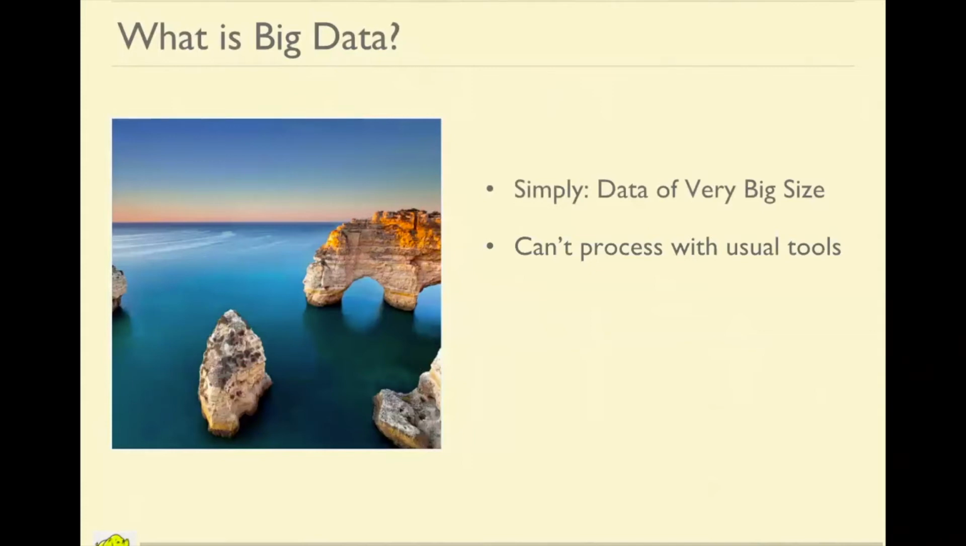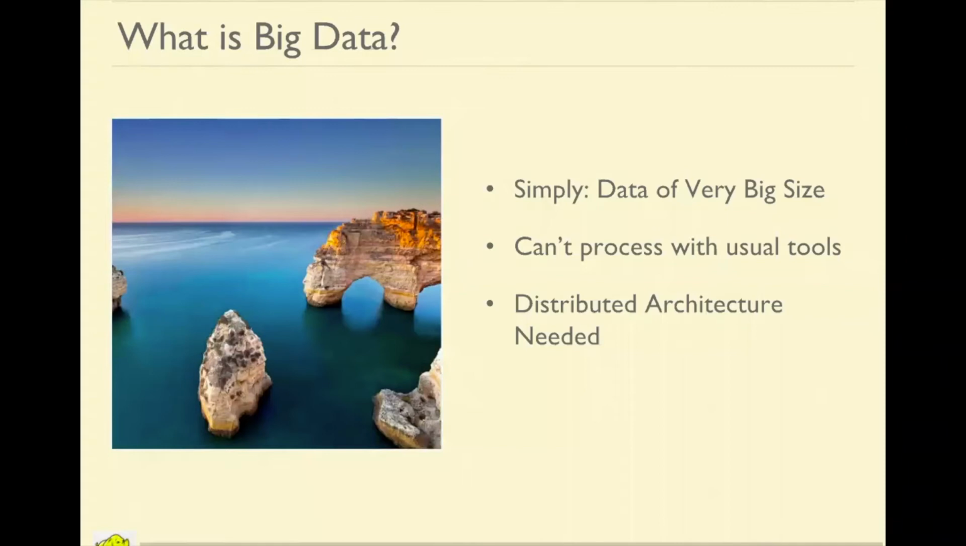Big data is something that we cannot process using usual tools. This is the definition that we are going to stick to, so please pay attention. What does it mean by usual tools? Usual tools means the tools that are not distributed, such as your normal file systems, or your normal databases, or your usual ETL tools. So data which is of very big size, so big that it can't be handled by usual tools, and you require a distributed system to handle such data.